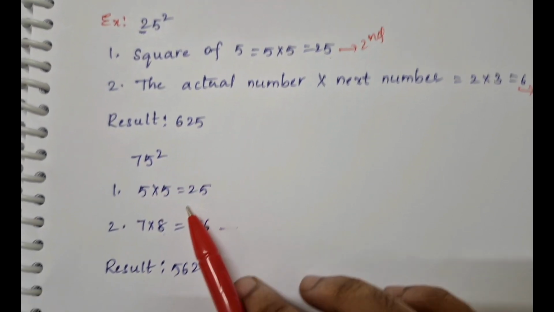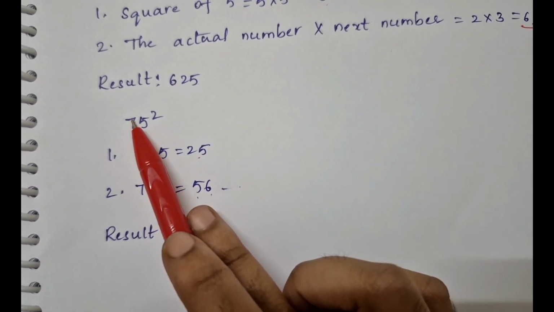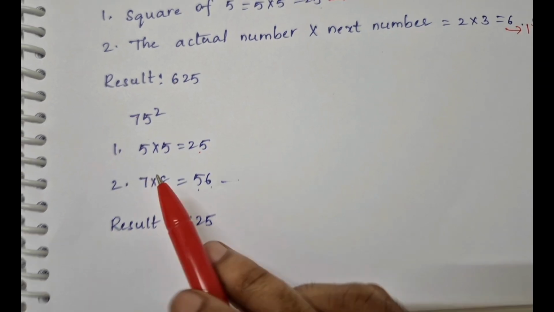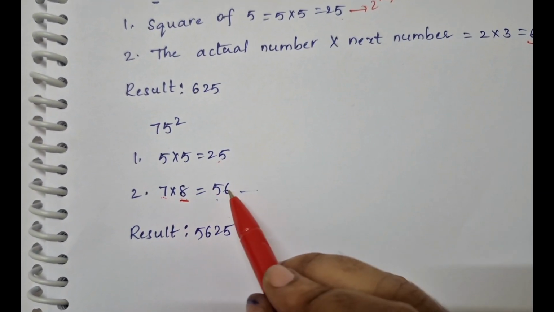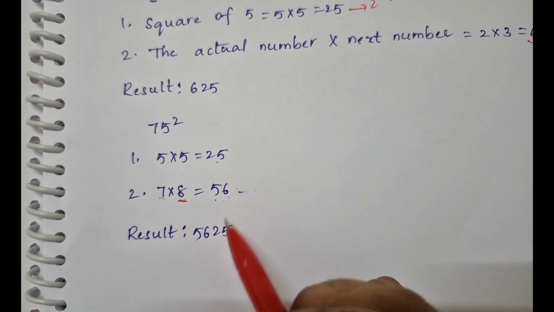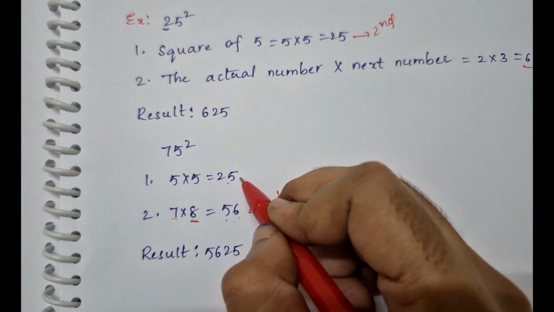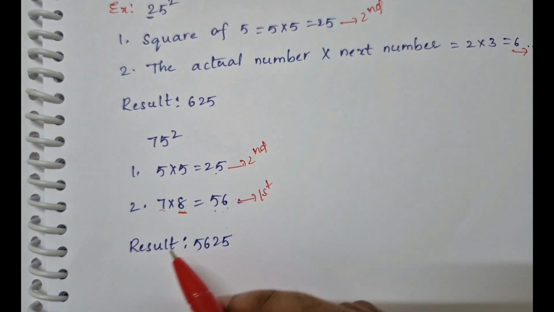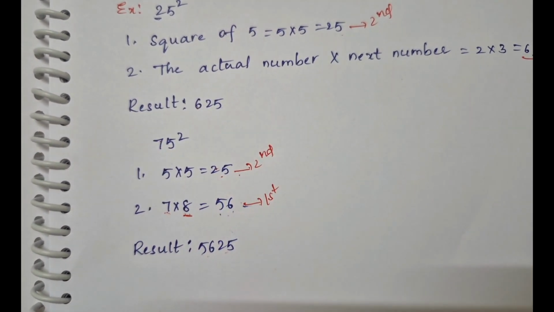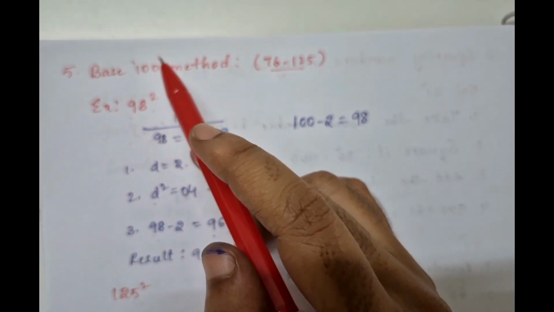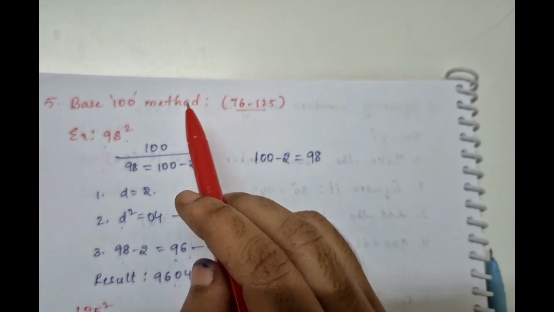So let me take another example here. 75 square. So what is 5 square here? 25. Yes. So what is 7's next number? 8, no? What we will do? We will multiply with the next number. So 7 into 8, how much you will get? 56. So 56 is the first part, and 25 is the second part. So what is the result you will get here? 75 square equals 5625.